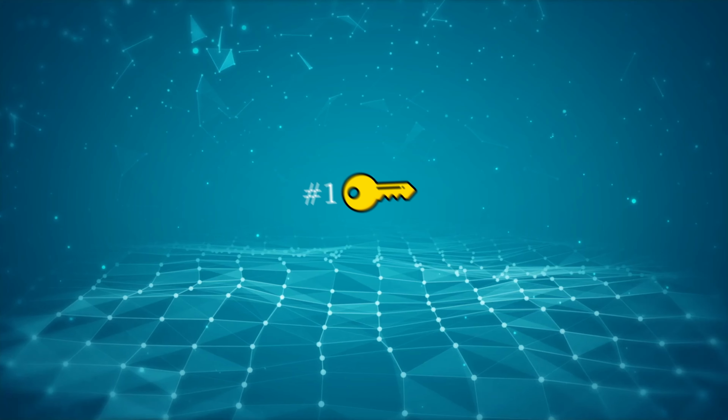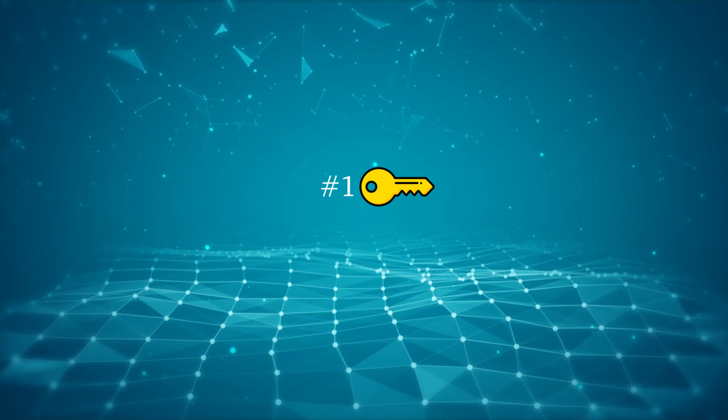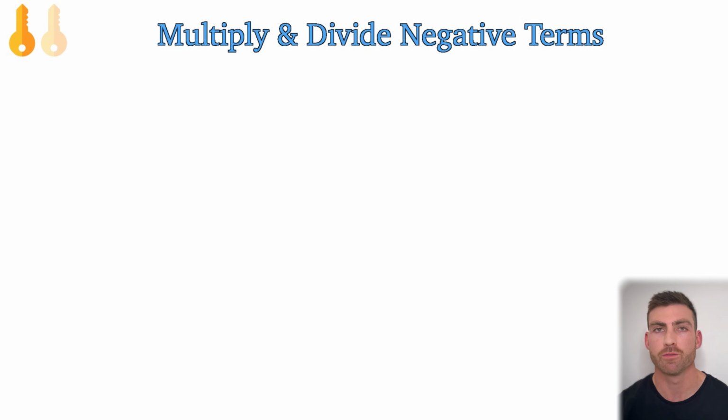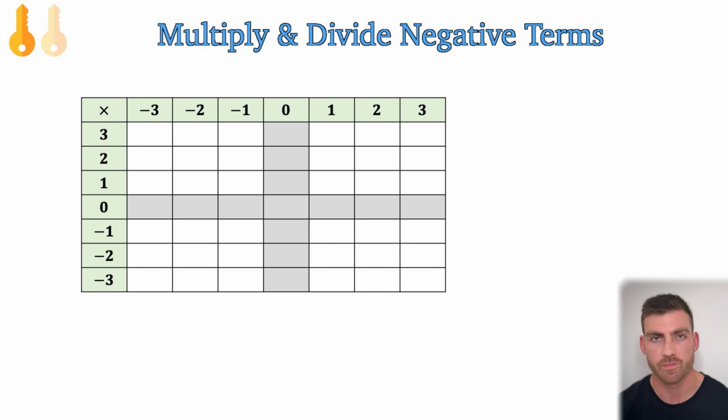Let's dive in. Starting with the first key. Do you remember the rules for multiplying and dividing negative terms? Let's revise these skills with a quick activity. Look at this product table. For each column and row, we take the numbers and multiply them.